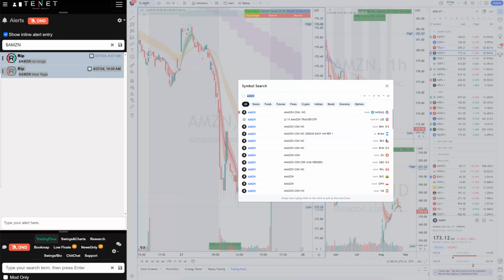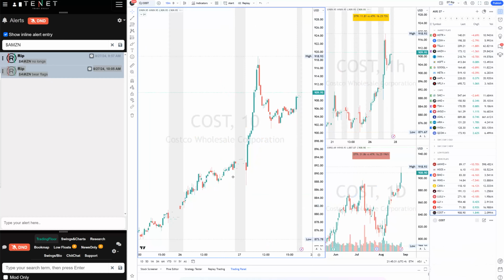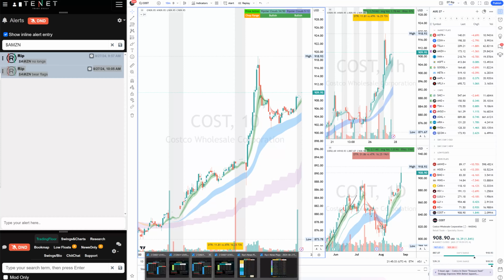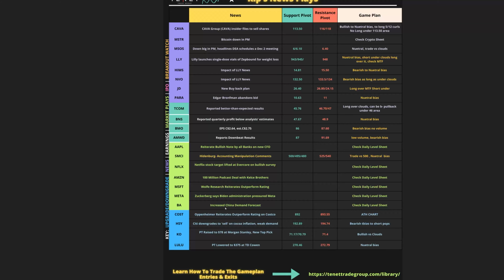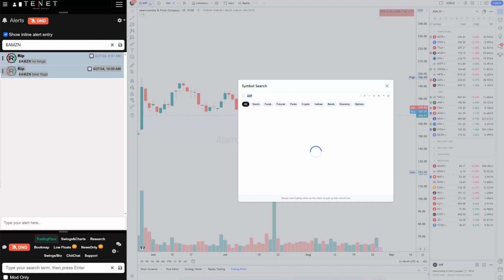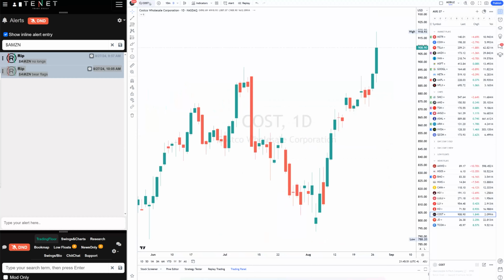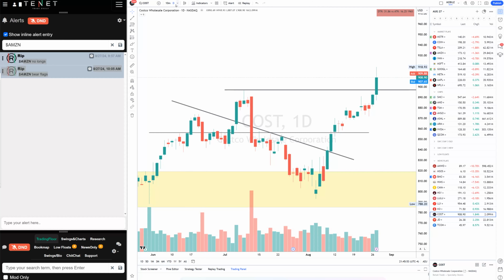So next one we're going to look at is Costco. Costco was from our game plan. The Costco game plan had an upgrade from Oppenheimer. Not really a great analyst, but regardless, it was an upgrade. The resistance was 894. The chart was at all-time highs. If I look at the all-time high chart, you see that this was an all-time high breakout.